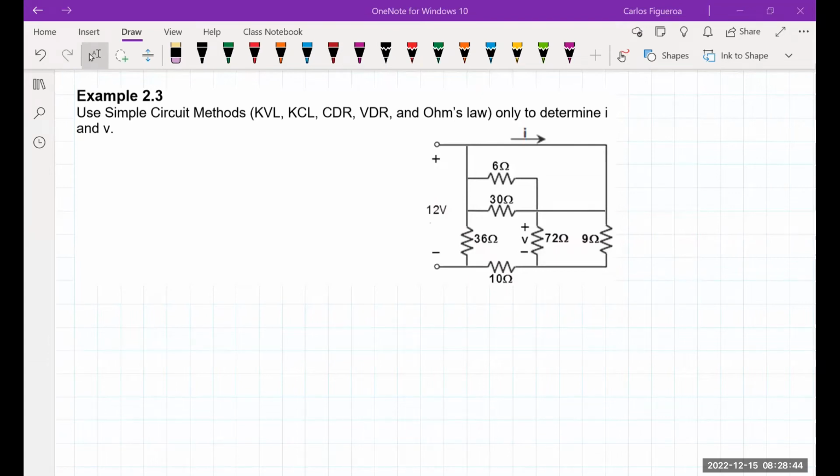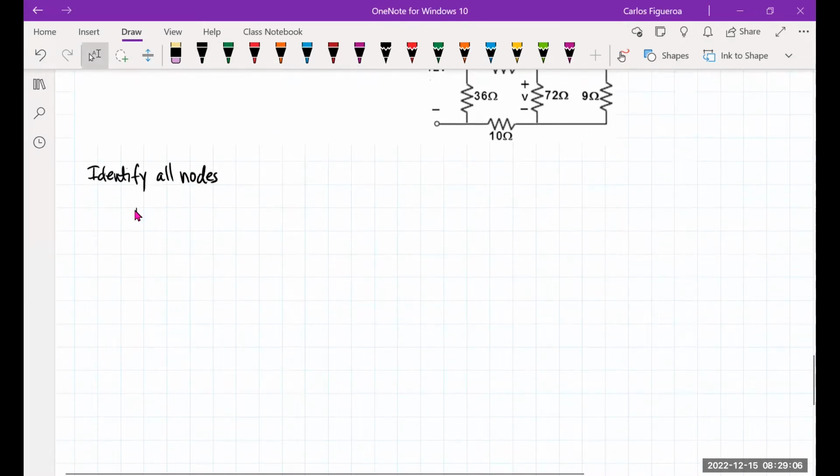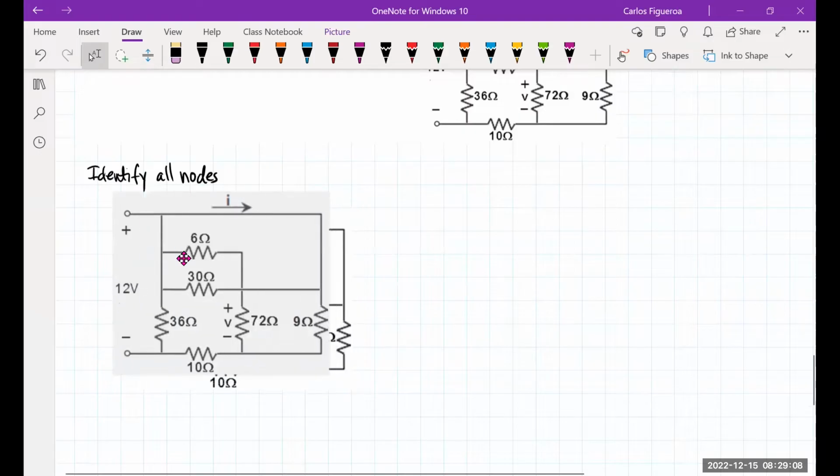Example 2.3, use simple circuit methods only to determine the current I and the voltage V. As always, identify all nodes. So if I look at the nodes, I'm going to paste my circuit, and then I'm going to start coloring them.